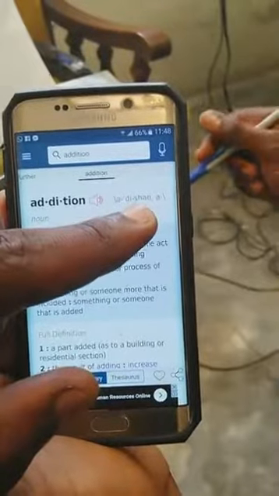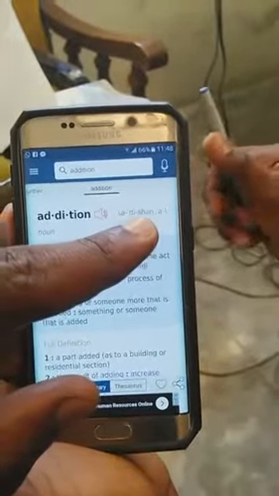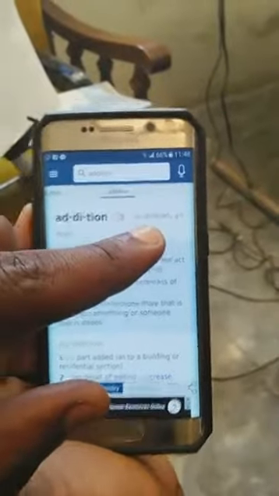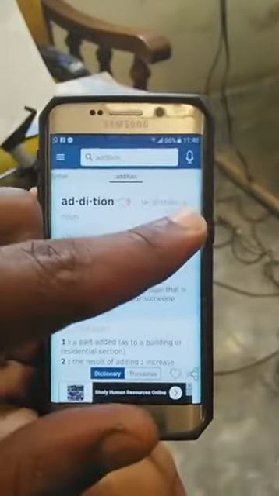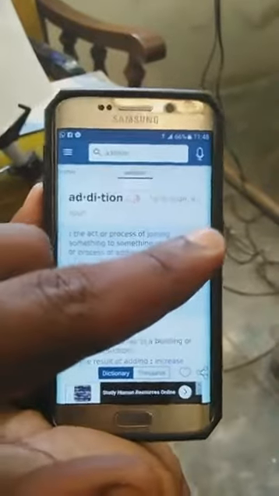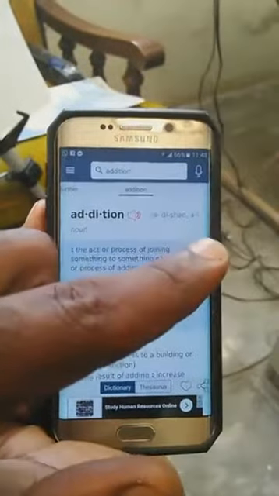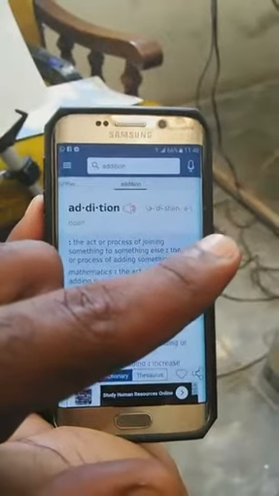If I'm just pronouncing the sounds without adding any consonant with them, I would stress on "day", saying addition. And this word has two pronunciations, as you can see here. You can say addition, you can say addition. This is why they put the "a".